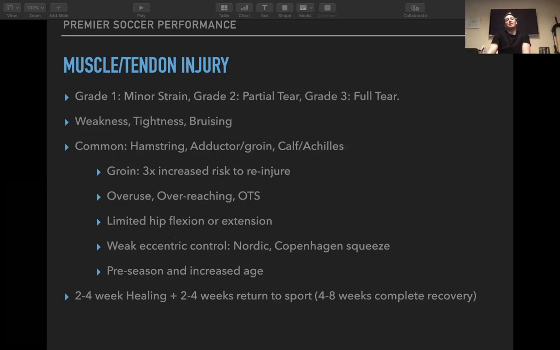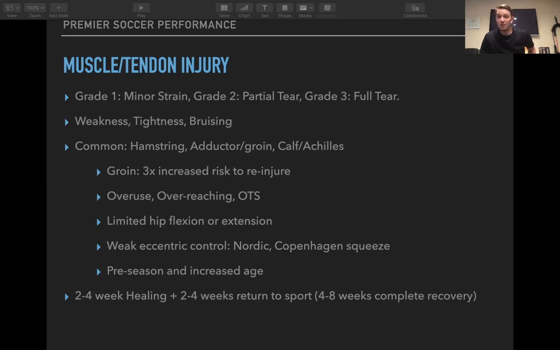So let's get into specific injury types. Muscle and tendon injuries are obviously the most common injuries we're going to see in soccer, okay? We're going to grade muscle and tendon injuries as grade 1, 2, and 3 as a minor strain, a partial tear, and a full tear. A full tear typically requires surgery. Partial tear does not. Usually some physical therapy will do the trick. In grade 1, a minor strain, physical therapy will do the trick, and it'll do it in a lot quicker time frame, okay? What you're typically going to see after a strain or a tear is tightness, weakness, and bruising of that muscle or tendon, okay?